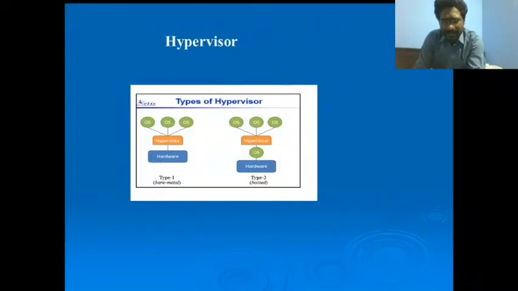This is the diagram for the type 1 hypervisor. The type 1 hypervisor is otherwise called bare metal, and the type 2 hypervisor is called hosted. In the type 1 hypervisor, the hypervisor makes several operating systems run simultaneously, and it uses the hardware to share the resources. So this is the bare metal. The type 2 is the same as type 1, but along with that we have one more OS which sits as an intermediate between the hypervisor and the hardware.